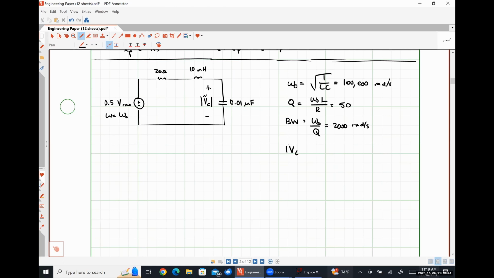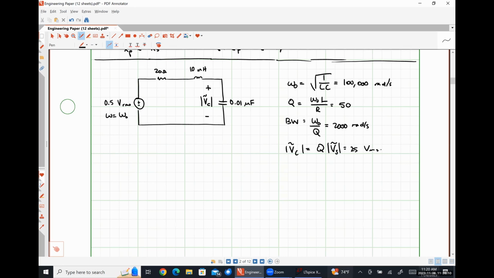And while we're at it, the magnitude of my capacitor voltage for a circuit that's being operated at resonant frequency should just be Q times the source voltage, right? So Q times the magnitude of Vs, so 50 times 1/2 is 25 volts RMS. We've established a baseline here, okay?